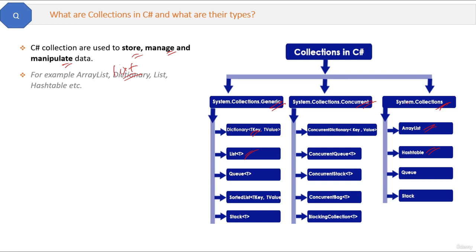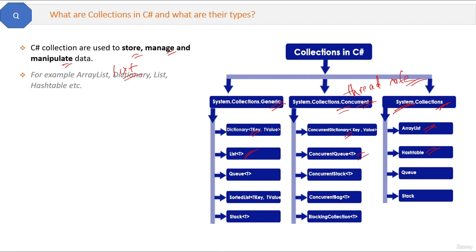Now the first category is normal collections. These are the basic ones: ArrayList, hash table, queue, and stack. Then we have concurrent collections. These are the thread safe collections in C#, meaning if you are using multi-threading in your application, then these collections can be helpful to you. I will not go into the details of this collection, otherwise it will be a very long video.